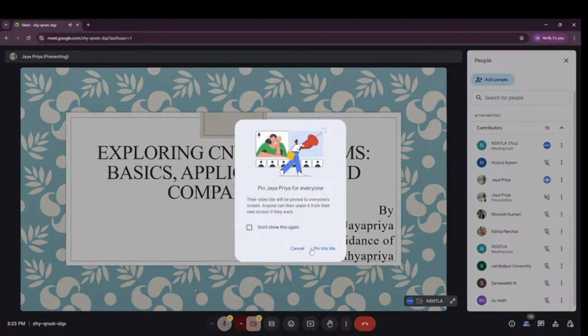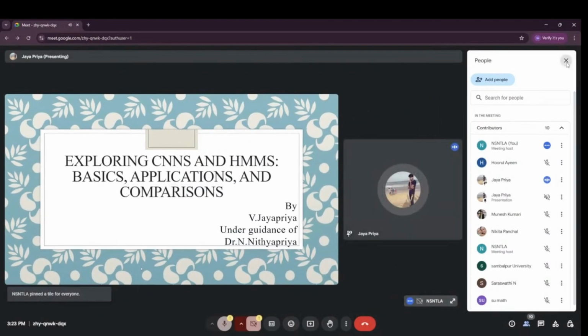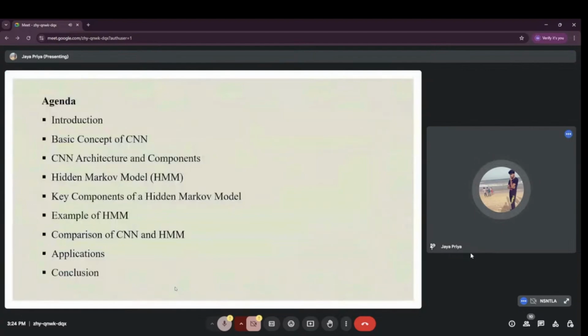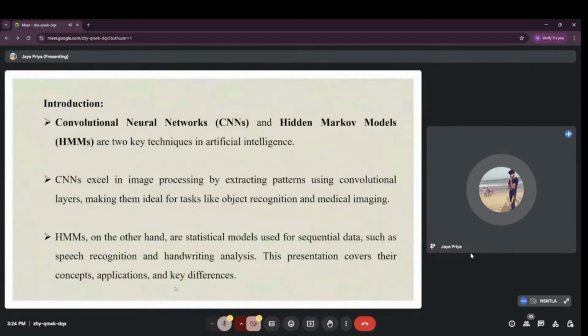Today we will explore the basic concept of convolutional neural network and Hidden Markov model, the application and how they compare. This is my index. Next, introduction. Both convolutional neural network and Hidden Markov model are used in machine learning but for different tasks. Convolutional neural network for image processing and Hidden Markov model for sequences like speech and handwriting analysis. This presentation covers the concept, application and key differences.